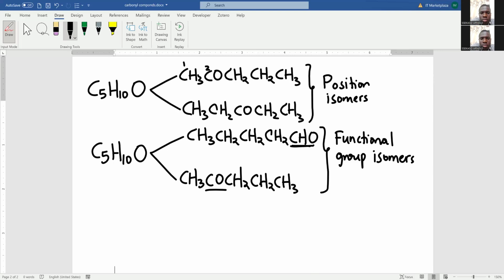So still you can think about isomers which can be generated from C6H12O. As of now, I stop here, and in the next video we shall look at something different.